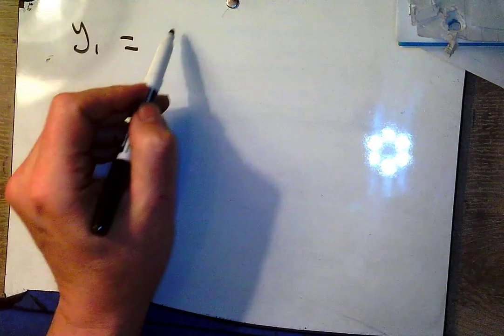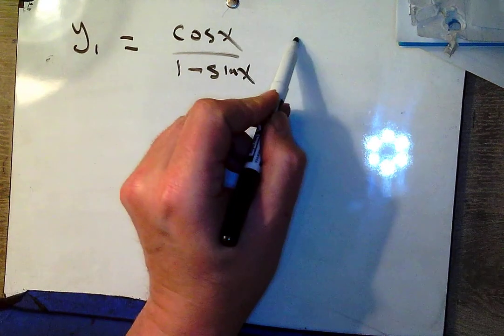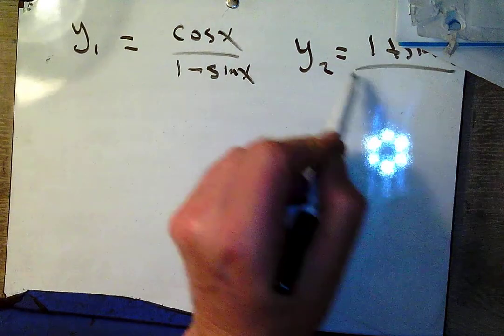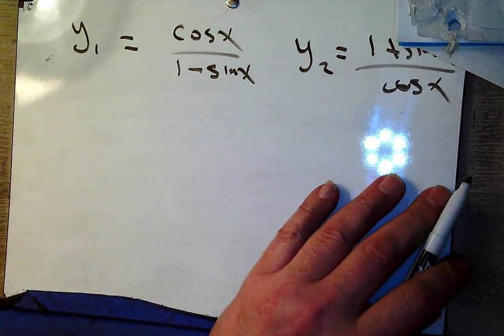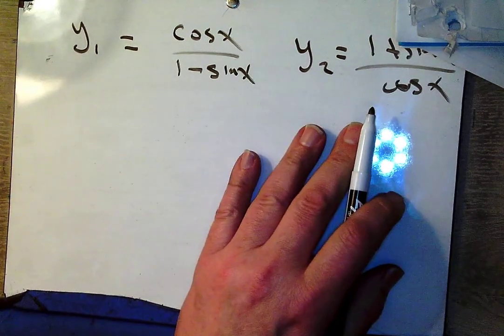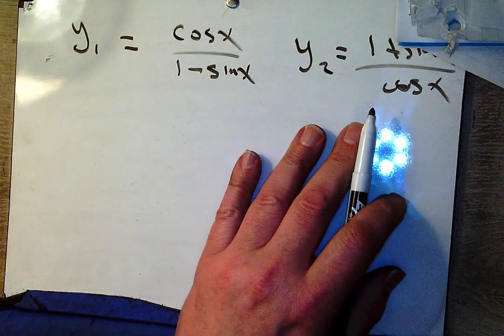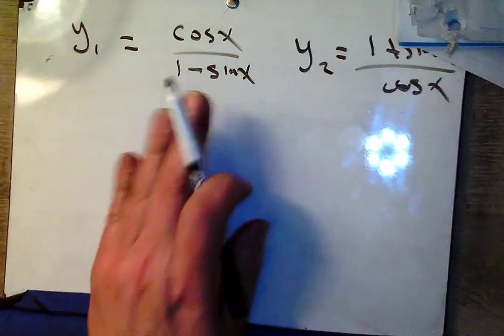Yeah, we're told that we've got these 2 functions, one cosine x over 1 minus sine x, and the other one, 1 plus sine x over cosine x. And what we're asked to do in this problem is show that these 2 functions are the same. Really? The same? Yeah, the same. So, how about with this one?